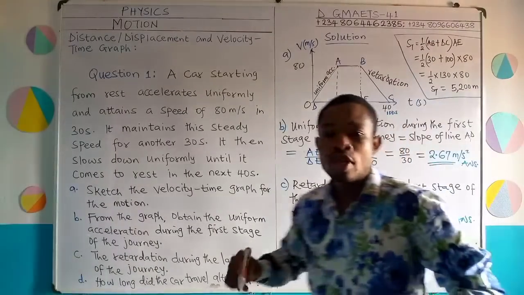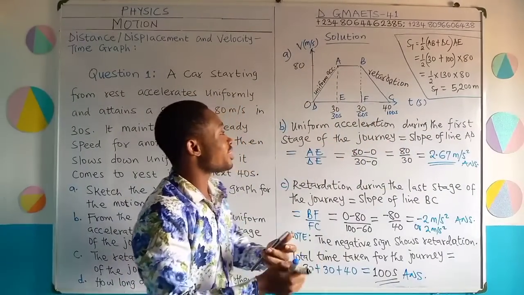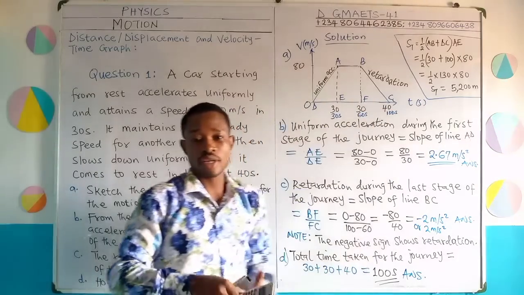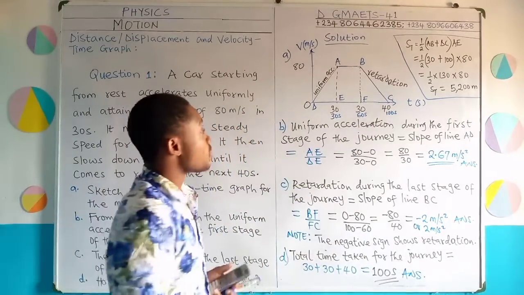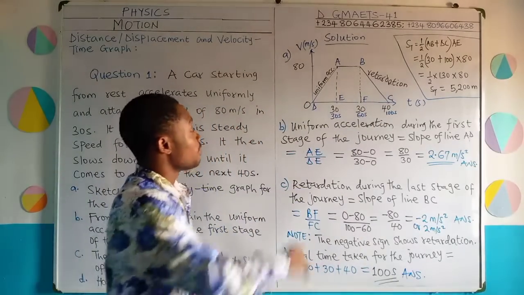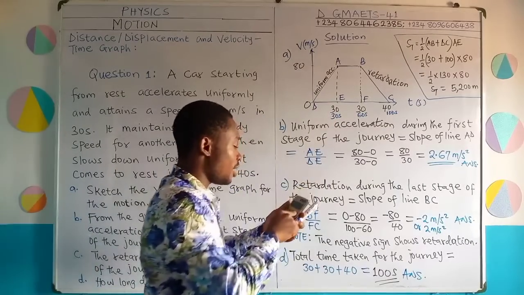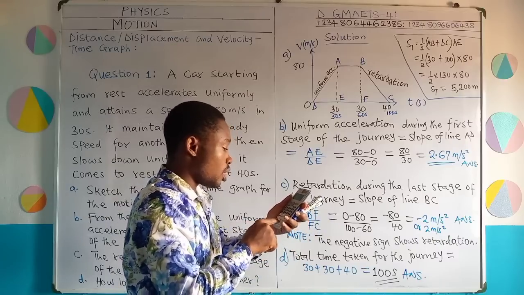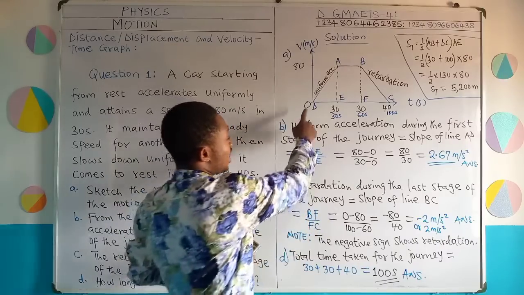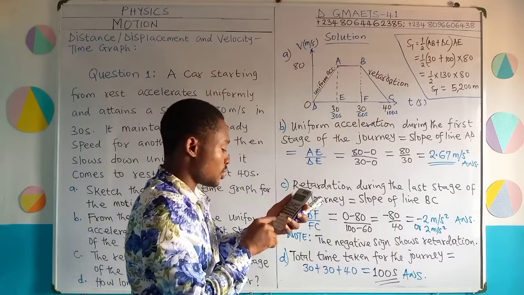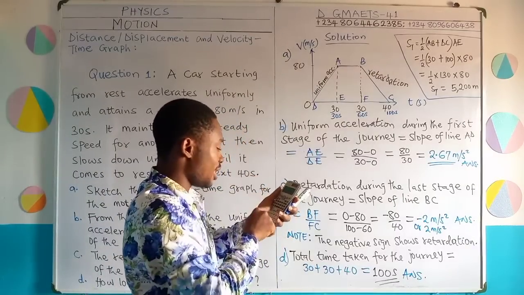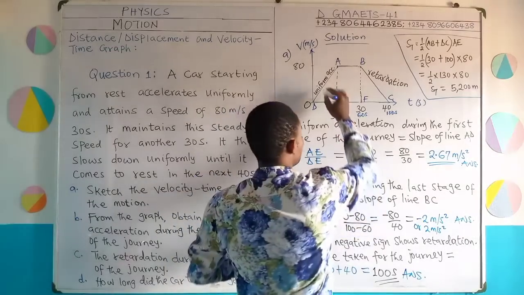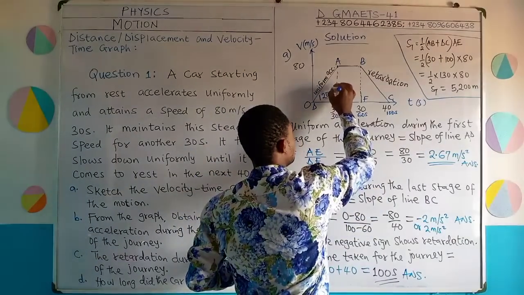Now, you may still get the same result by taking the area of this triangle, the area of this triangle, and the area of this triangle, and then you add up. I will still work that out and tell you what this is going to be. Area of this triangle is half base times height, 1 over 2, multiplied by the base, that is from 0 to 30, which is 30 seconds, then times the height. The height is 80. If you do this, this is 1,200 meters. The distance here is 1,200 meters.